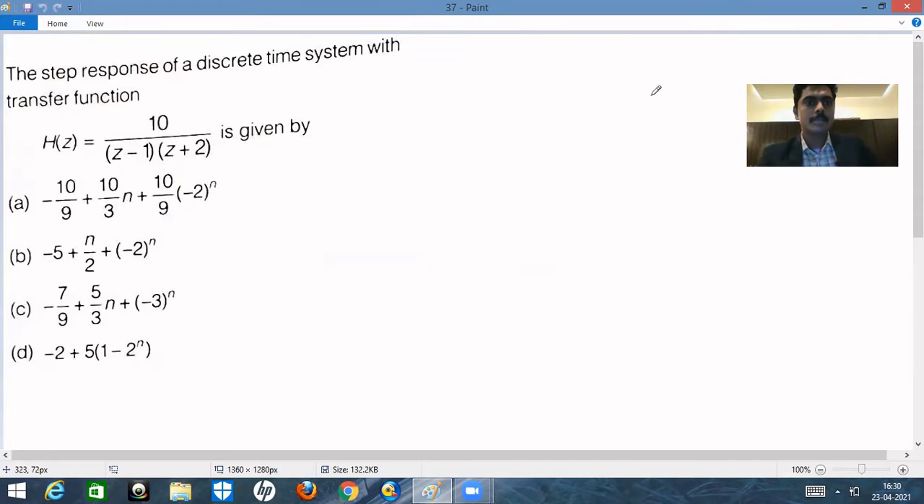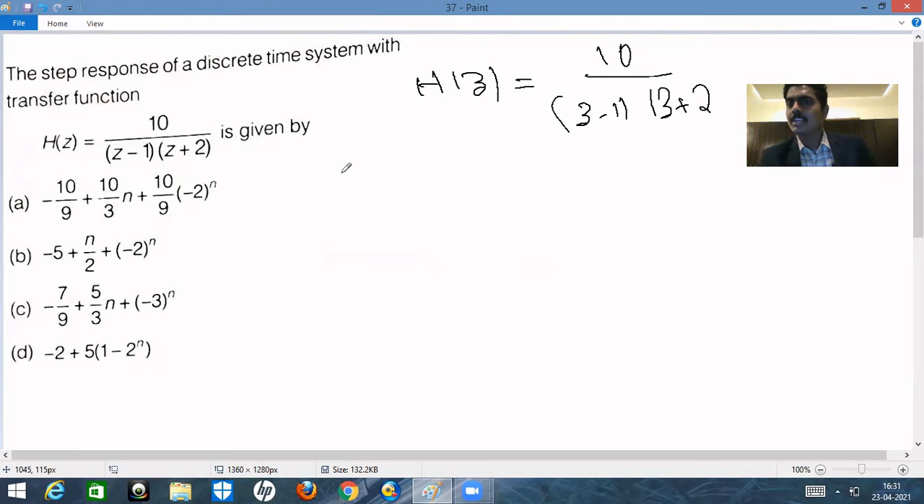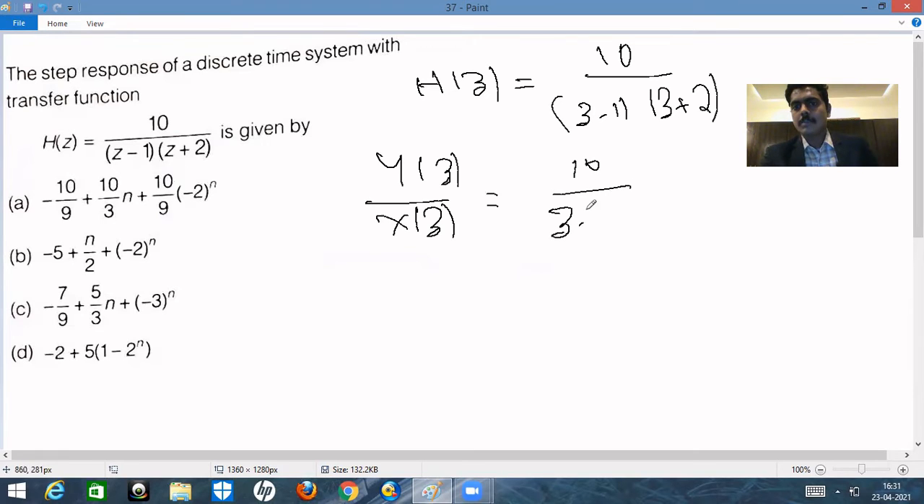Right, so the unit step response of a discrete time system with transfer function H of z is equal to 10 upon z minus 1 into z plus 2 is given by dash. Here we are taking H of z, which is nothing but 10 upon z minus 1 into z plus 2. They are asked to find the step response. H of z is nothing but Y of z by X of z, isn't it? That is equal to 10 by z minus 1 into z plus 2.